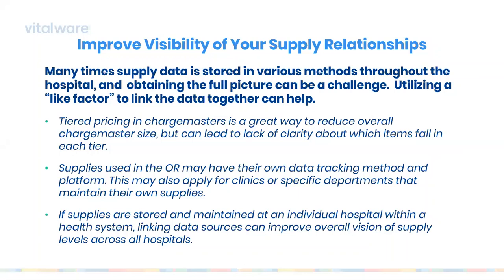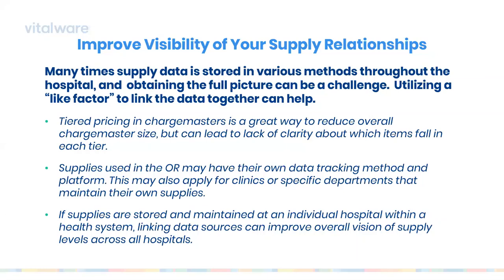One of the other things that is a great idea to do with your supplies is to really get some visibility. A lot of times we hear from hospitals that their supplies are managed from different areas and they don't really have a good way to visualize what exactly is going on from all the different areas. Some of the times that this can really help is if you have tiered pricing in your charge master. It's a great way to reduce the overall size, but in your charge master, you're just going to see those tiered price items, and it may give you a sense of the unknown about what actually falls into that tier for that particular price.